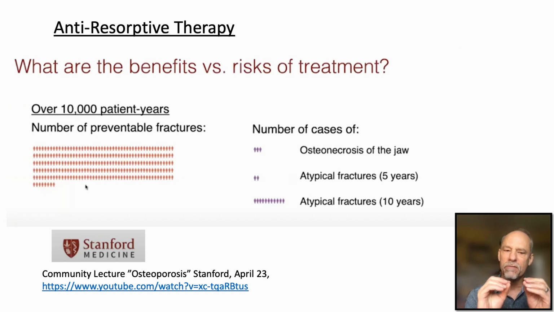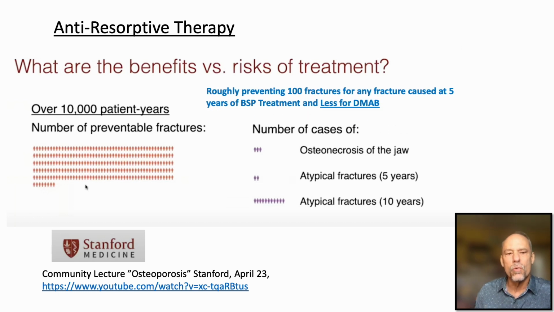The longer you give the anti-resorptives, the bisphosphonates, and even denosumab, the risk of atypical fracture goes up. So at 10 years, it's about 10. But still, we roughly prevent 100 fractures for any fracture caused at 5 years of BSPs. And it's even less with denosumab. The lecture at the bottom is a community lecture given by an osteoporosis specialist at Stanford. This is a terrific lecture that would be available for you to get more information or for your patients.